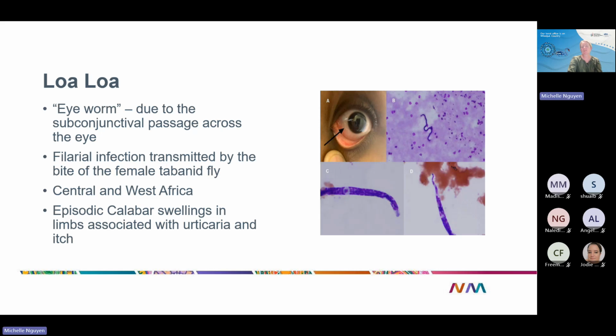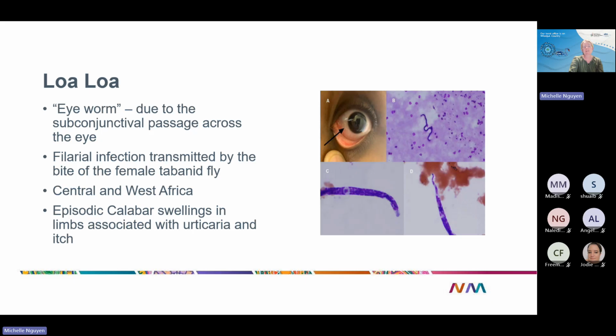This is pictures representing Loa loa, which I mentioned earlier in the talk, because of the issues around giving people ivermectin, commonly called the eye worm because of the worm famously moving across the eye, I should say. I've seen one person with this, but actually not in the context of doing this job. But you don't forget it once you've seen it once, I don't think. It is a filarial infection transmitted by the bite of a female tabanid fly, I don't know if I've said that correctly, found in Central and West Africa.